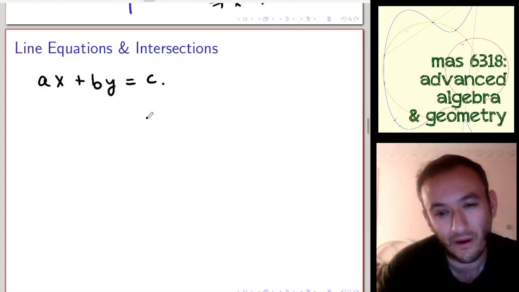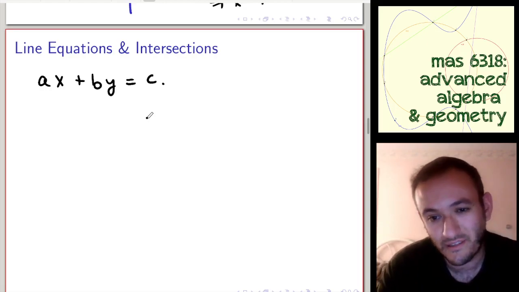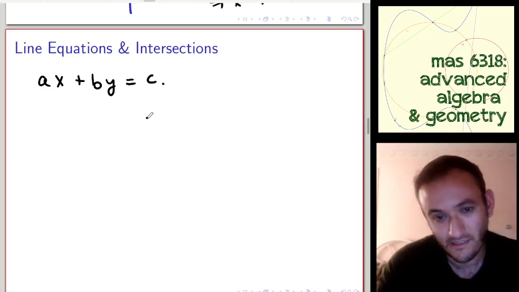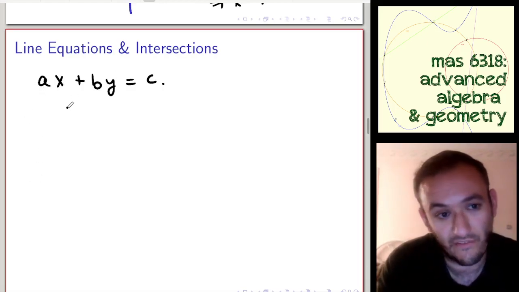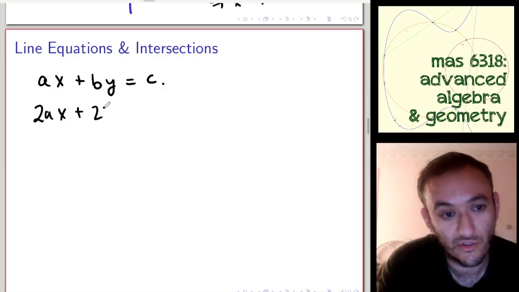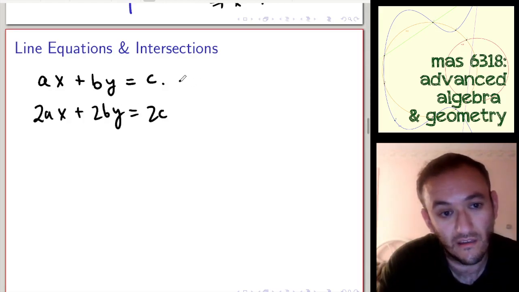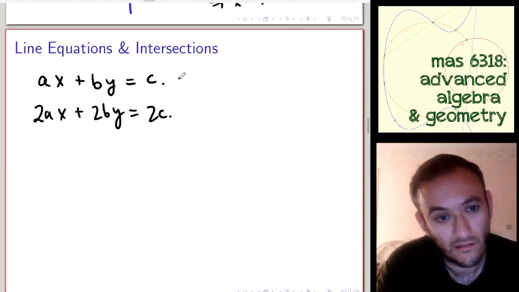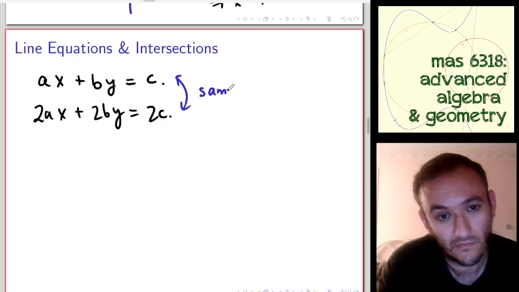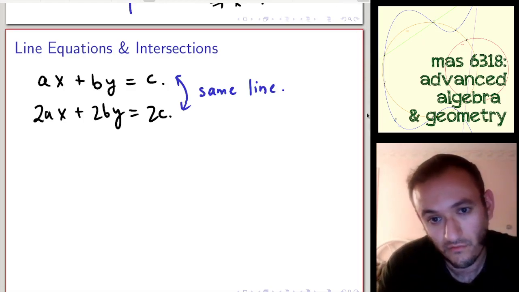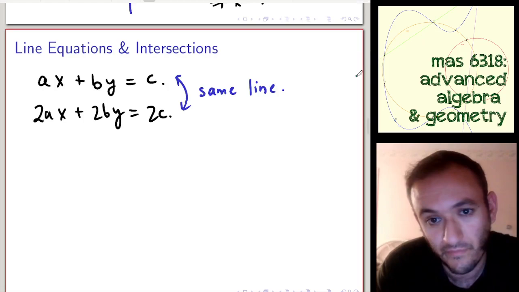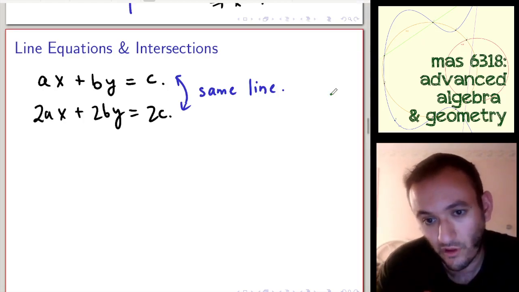Okay, so you might say, why don't you just use y equals mx plus b? Well, then you run into the problem of the vertical lines, and so this way covers all cases, though it is a bit redundant. So if I have, for instance, 2ax plus 2by equals 2c, then these two describe the same line. But as long as you keep this in mind, I'm going to use this form for the equation so that we can cover all the cases.